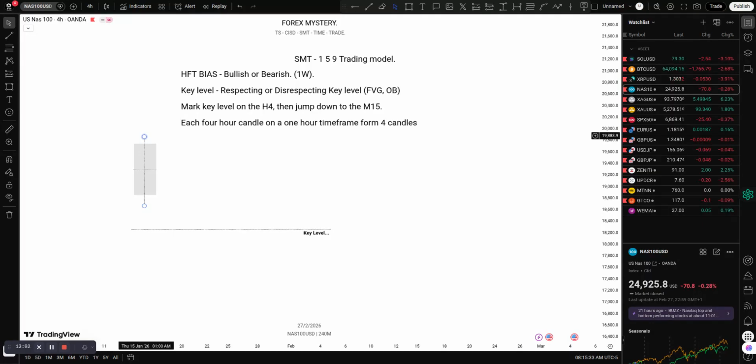That is number one. And there are times whereby the entry model you are looking for doesn't form that much. Then what you have to do is just close your laptop and come back the next day. As simple as that. Don't be too toxic.